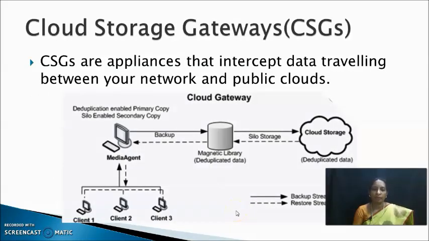When we go for cloud services, we have to implement a cloud storage gateway in our organization. CSGs are appliances that intercept data traveling between our network and public cloud. That is, imagine that this is your organization and this acts as an interface and it will filter the data and send it to the public cloud.